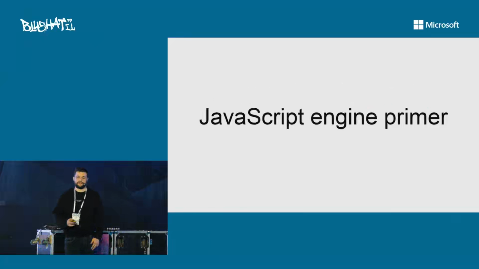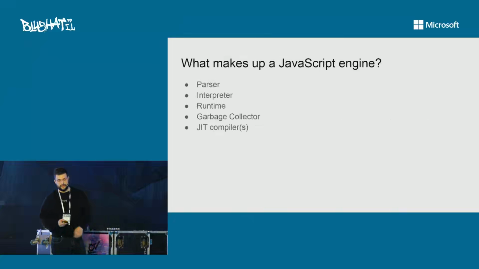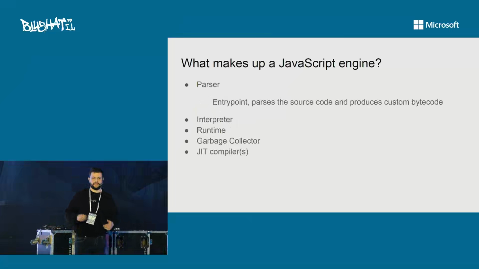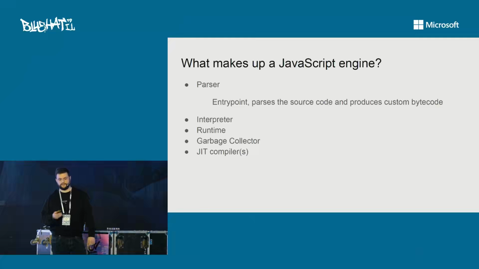So a quick primer about JavaScript engines, so that everyone can be on the same page. These days, what makes up a JavaScript engine? You have these 5 main components that you will see in the 4 major engines: Chrome, Safari, Firefox, and Edge. The first thing you have is the parser. It's the entry point of the engine. You feed it the source code. It parses the source, produces an abstract syntax tree, and produces custom bytecode.